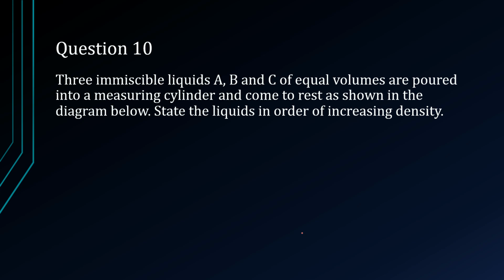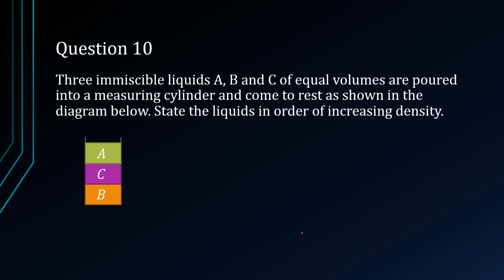The last question is a little bit challenging, and I request that you try and answer it before you look at the solution. 3 immiscible liquids A, B, and C, meaning that they can't mix properly, of equal volumes are poured into a measuring cylinder, and they come to rest as shown in the diagram below. Now we are to state what the order of increasing density is for each of these liquids.